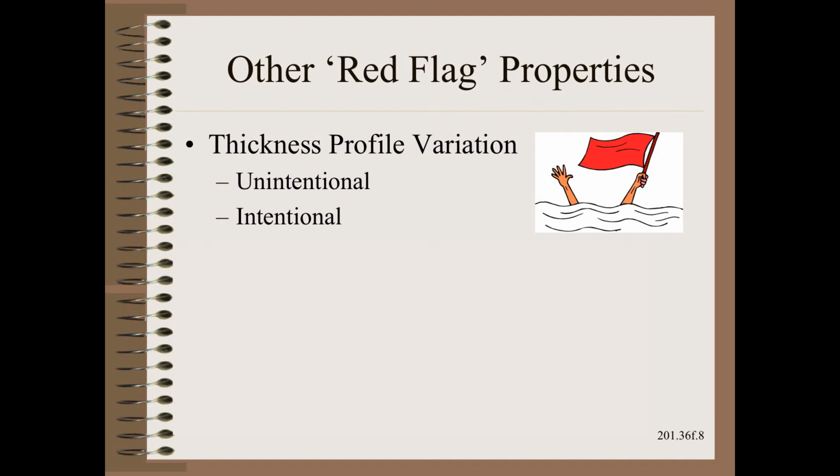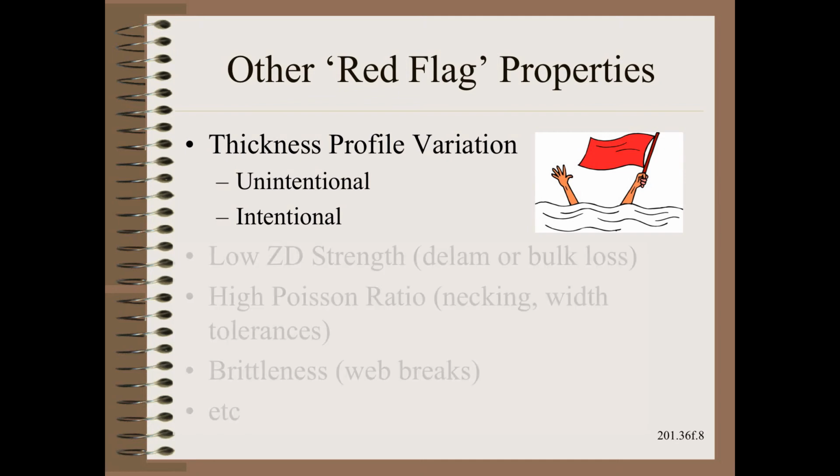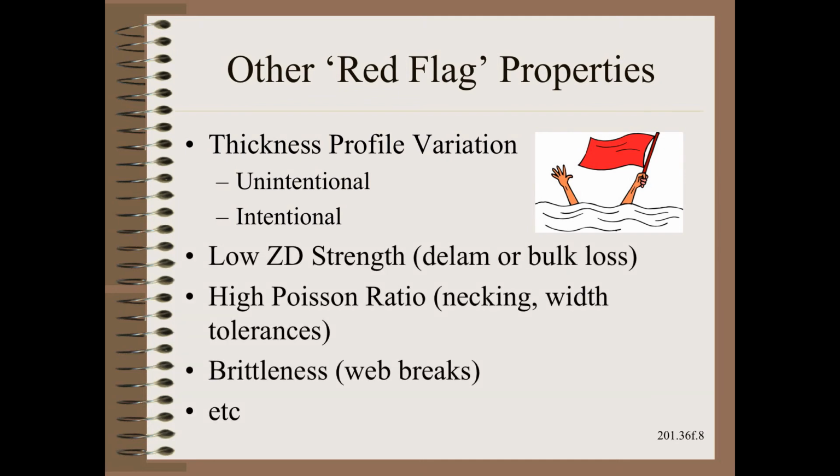Of all of the properties of a web, thickness profile variation may be the most debilitating. If thickness varies less than 1%, you probably have no problems. If thickness varies more than 10%, you probably have no customers. Other properties of note affect a variety of web handling problems.